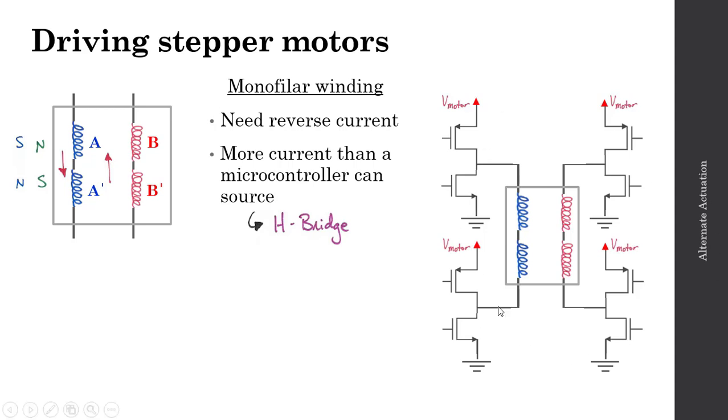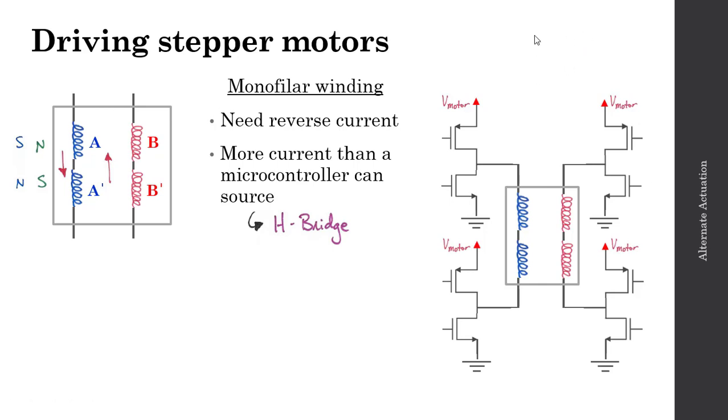So here we have a dual H-bridge circuit that is configured to drive this 2-phase stepper motor. In this circuit, we have a full bridge on the left, and that bridge will drive the A and A prime coils. And we have a full bridge on the right driving the B and B prime coils, or the B and B prime phase.